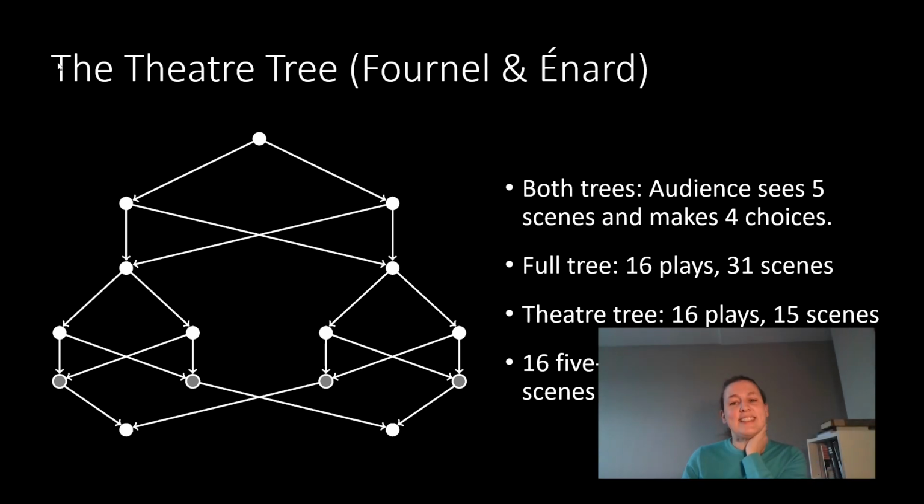And, you know, Fornell says that actually if you wanted to make 16 five-scene plays normally, that would be 80 scenes that you have to write. But this saves you so much time. Mathematics saves you time because you're only having to learn and write 15 scenes. So these are kind of ways in which the audience has a lot of choice.